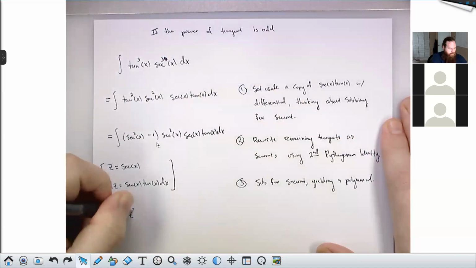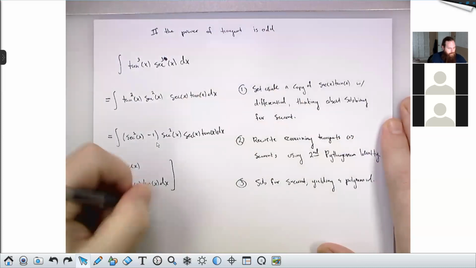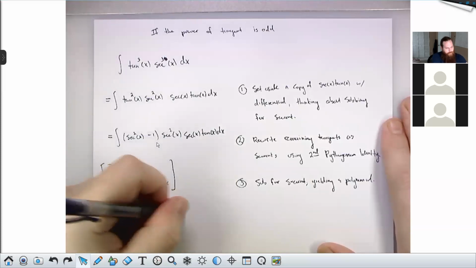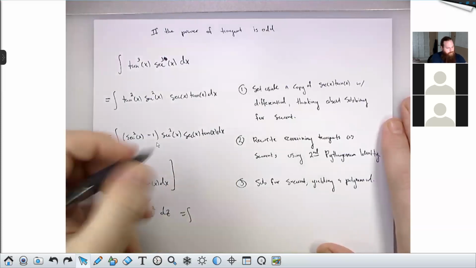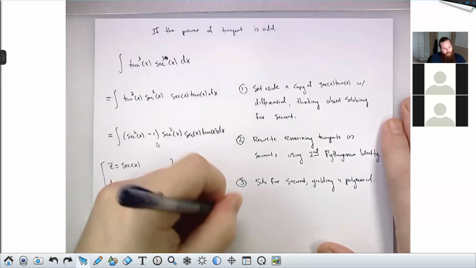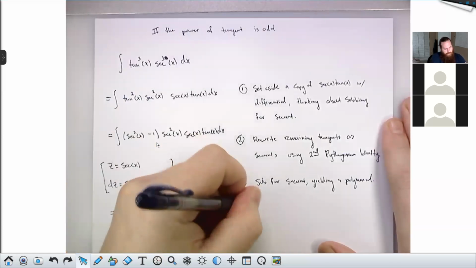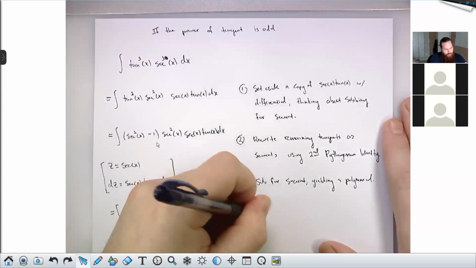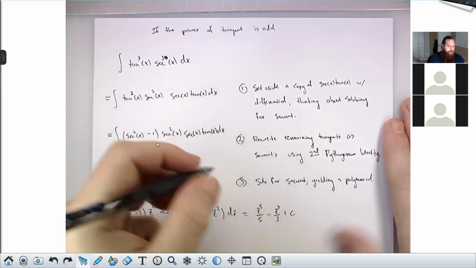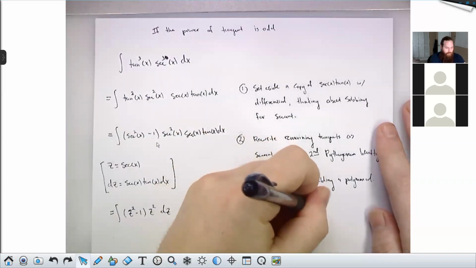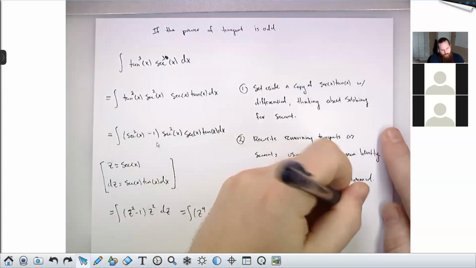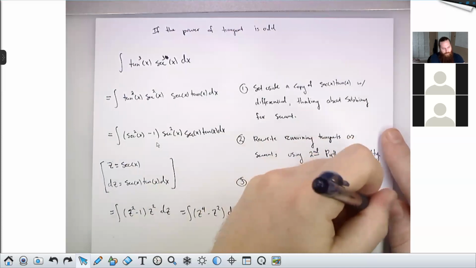So here I'll have z squared minus 1 times z squared times dz, which I can distribute. So that's z to the 4 minus z squared, which has antiderivative z to the 5 over 5 minus z cubed over 3 plus a constant, which is secant to the 5 over 5 minus secant cubed over 3 plus a constant.